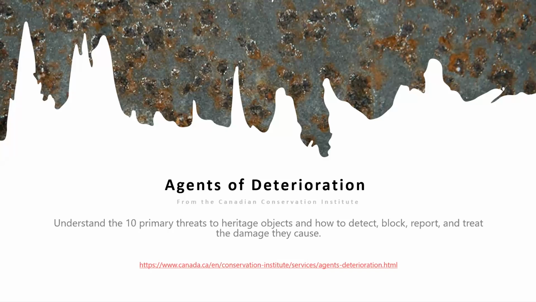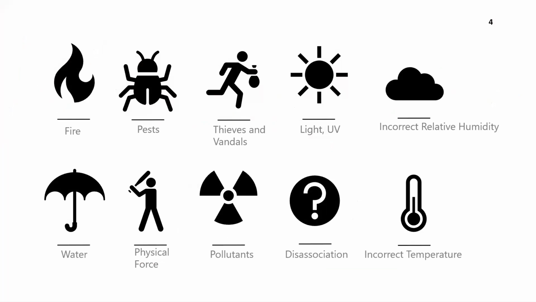And so CCI is the agency within the Department of Canadian Heritage, and they advance and promote the conservation of Canada's heritage and collections through its expertise in conservation science, treatment, and preventative conservation. So they do a lot of work with institutions and professionals to make Canadian history and culture available and accessible for Canadians now and in the future. And so they developed these 10 agents of deterioration, which I'll go through today.